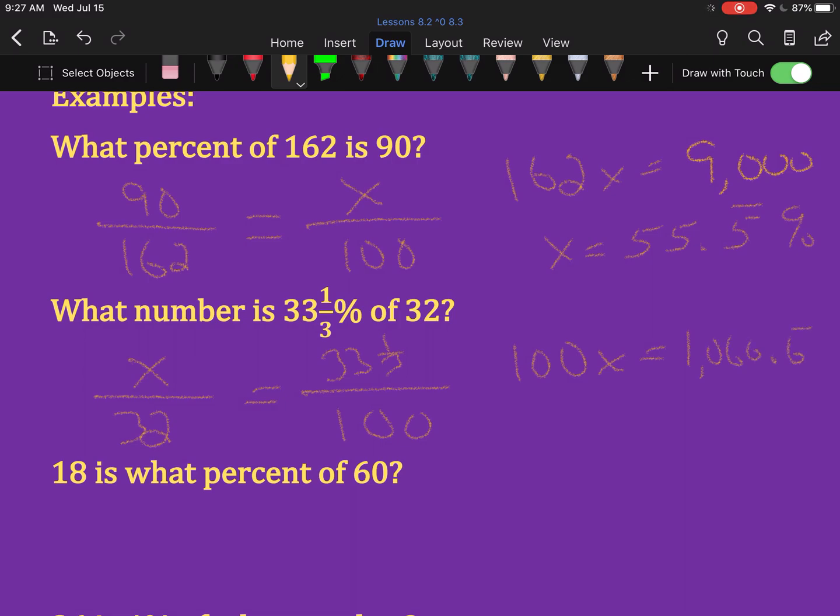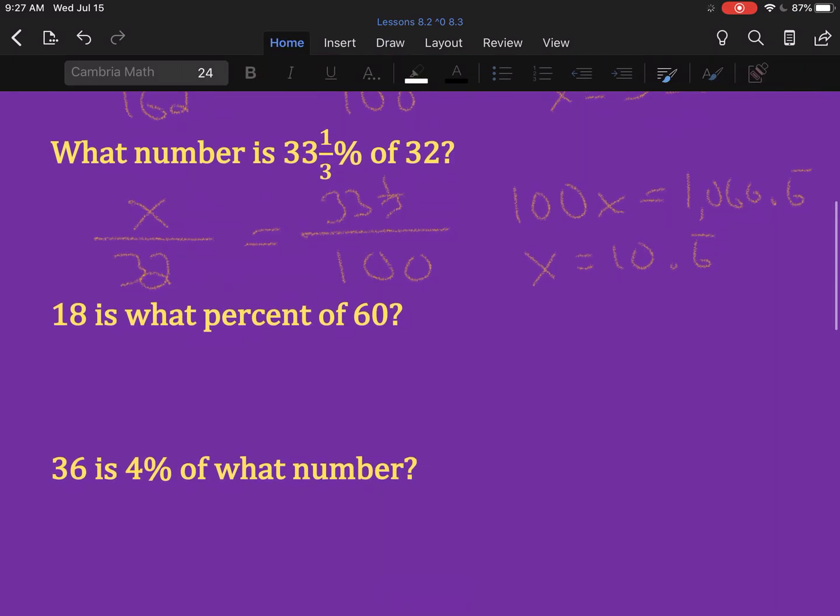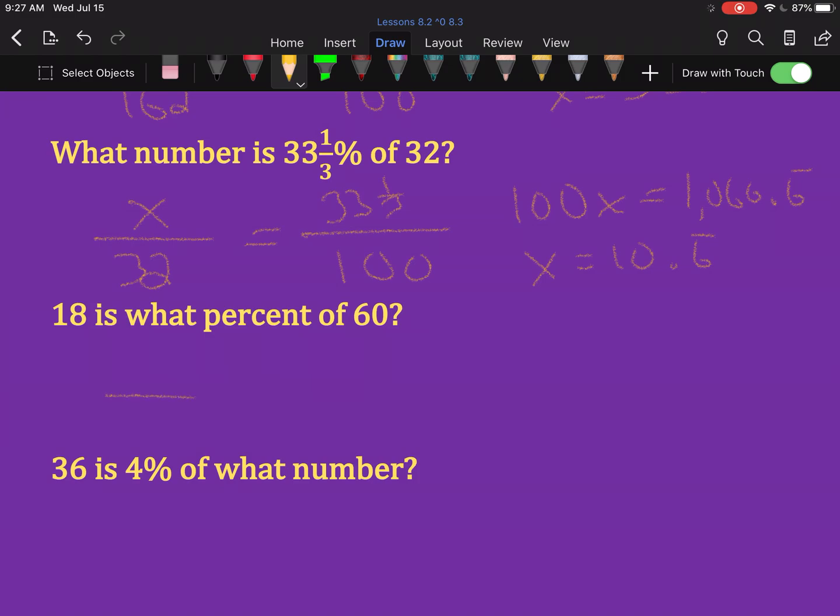1,066.6 repeating. It's converting it to a decimal, and that's fine. I'm going to divide that by 100 to find that the unknown number is 10.6 repeating. All of these are proportions. They all get 100 on the bottom right.